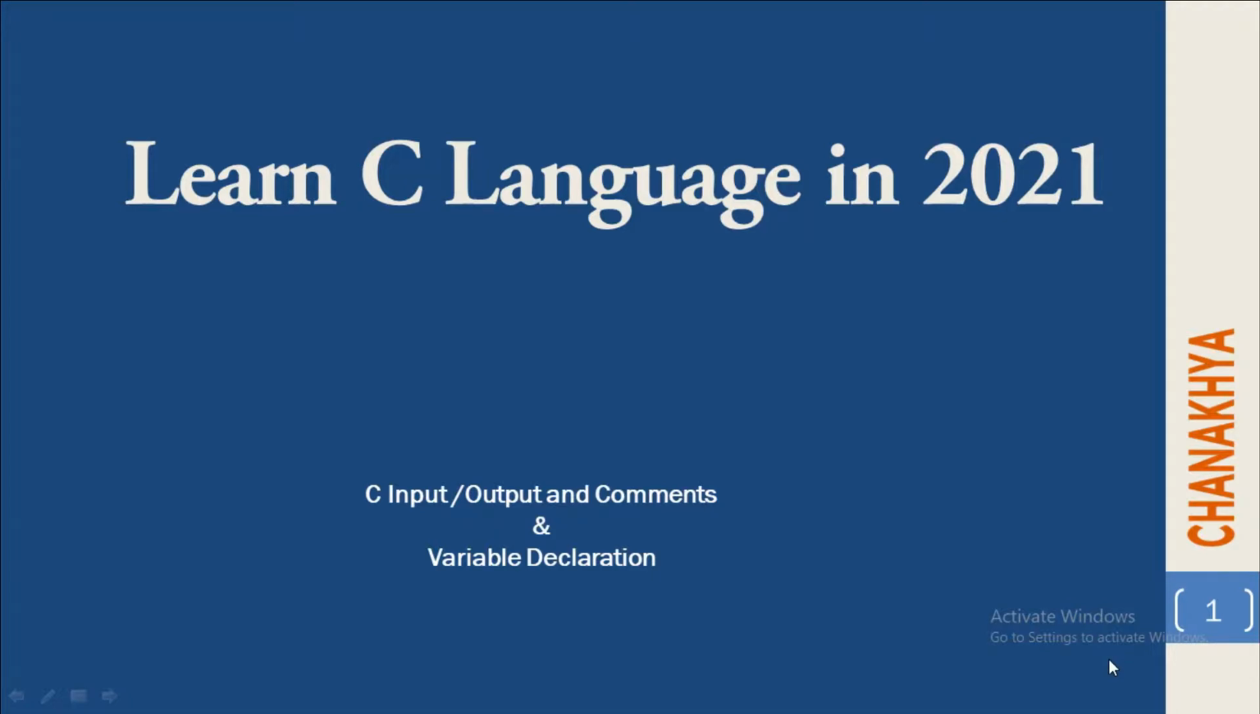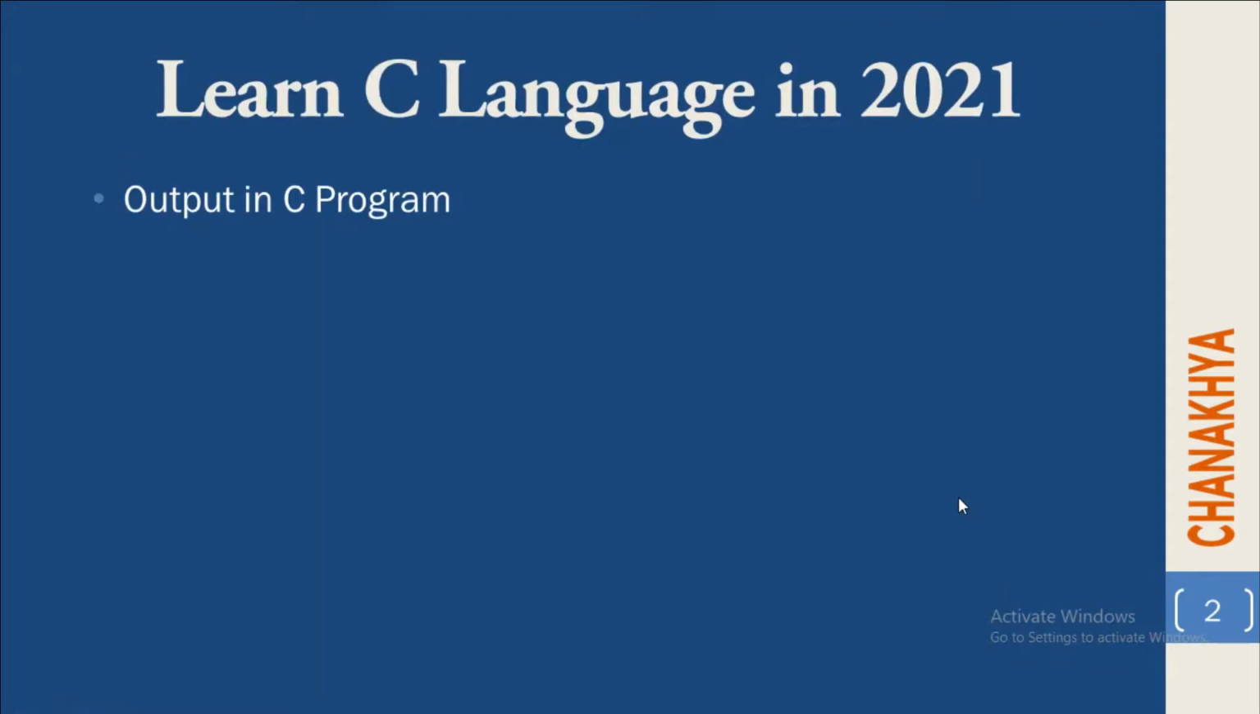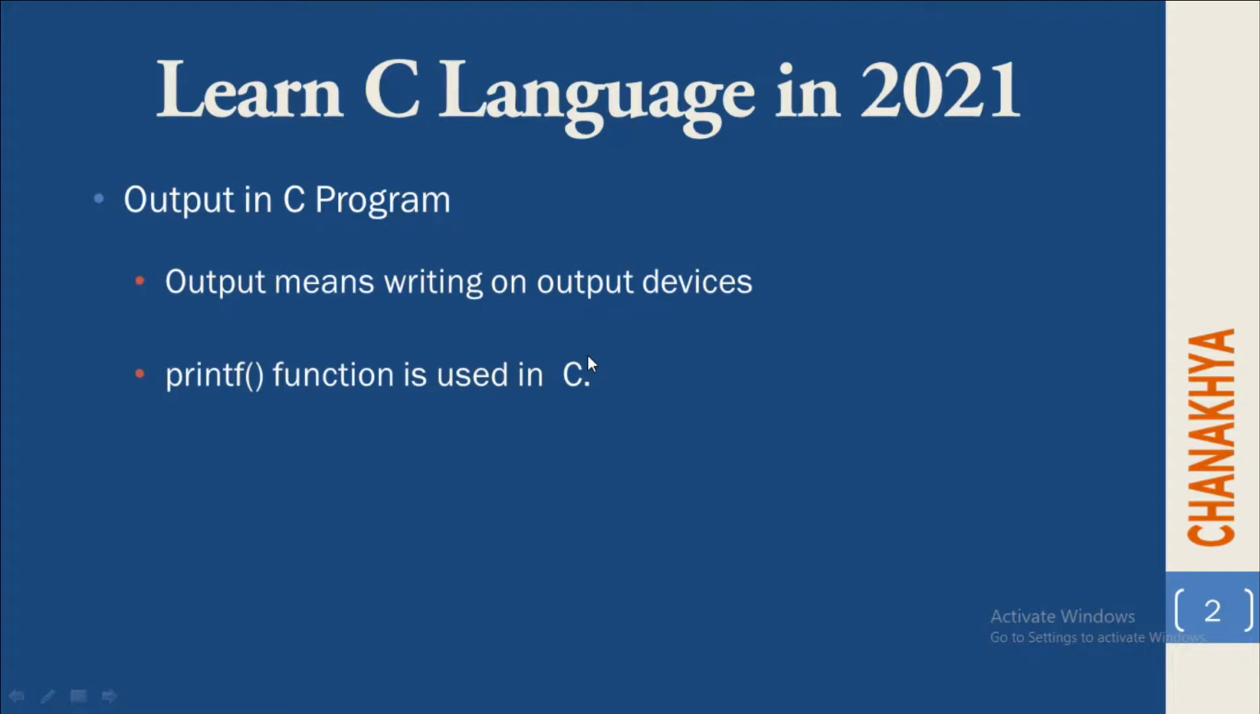Here in this video I'm just going to show you how to do input and output, how to write comments, and how to declare variables in the C program. So first of all we will discuss output in the C program. Output means writing something on an output device, like the screen of the monitor. To write output in a C program, we have to use the printf function.